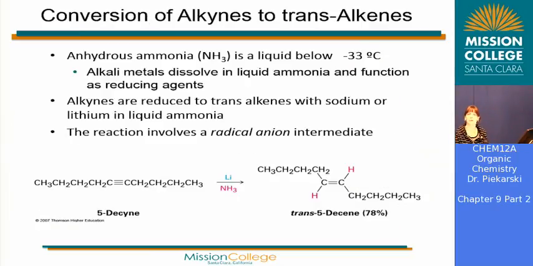Now you may be wondering, how would I make a trans alkene instead of a cis, because stereochemistry is obviously important. I may need a trans alkene instead. And so to do that, we use anhydrous ammonia at negative 33 degrees Celsius, very cold temperatures, and an alkali metal. Alkali meaning group 1A.